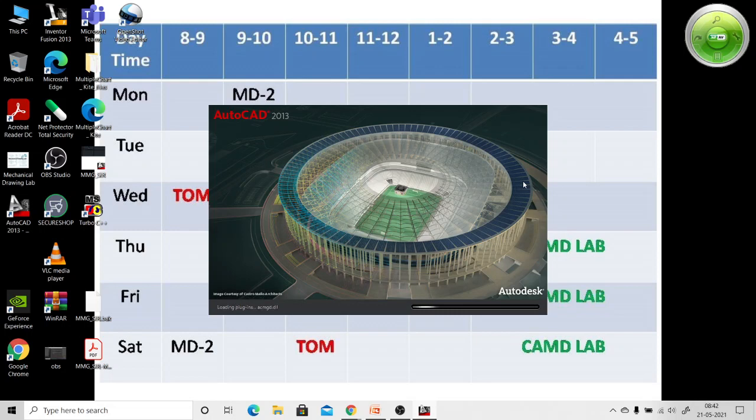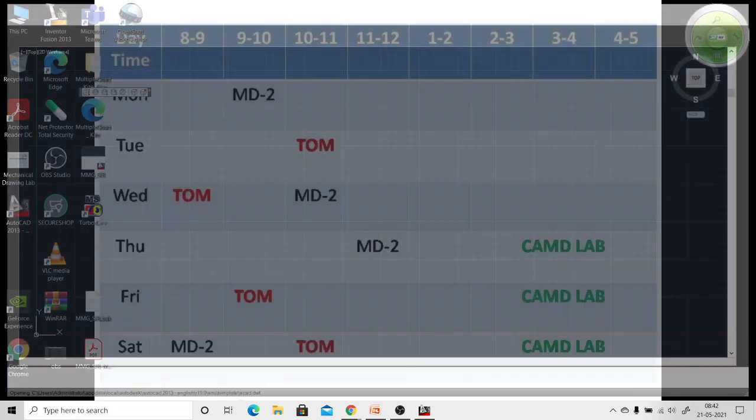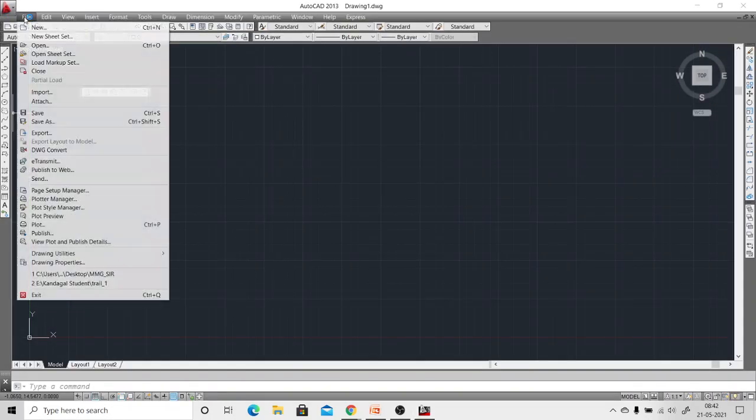How many of you are familiar with AutoCAD? Have you used it? AutoCAD diploma students? Yes.